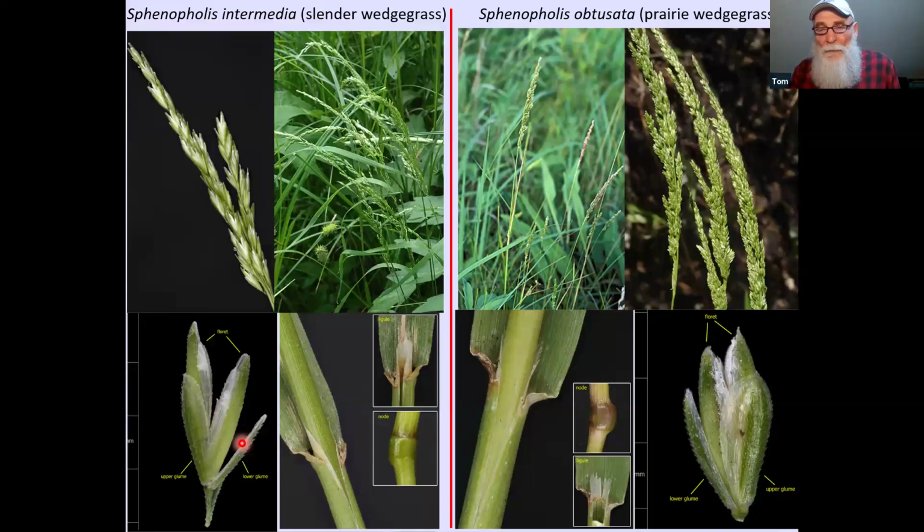But what's unique about wedge grass is that the glumes are very, very different from each other. We have one glume here that's just very narrow, and the other glume is very much larger and broader. And it gets even more so with obtusata here. This one here, the upper glume is described as being almost hood-like or hood-shaped. It's so broad. So very different, contrasting glumes.